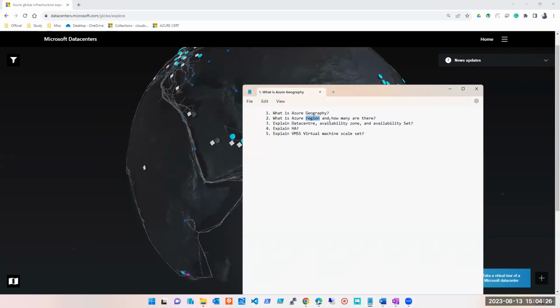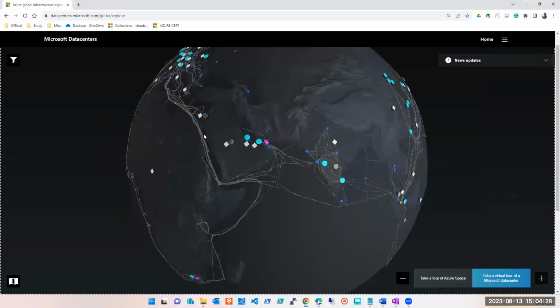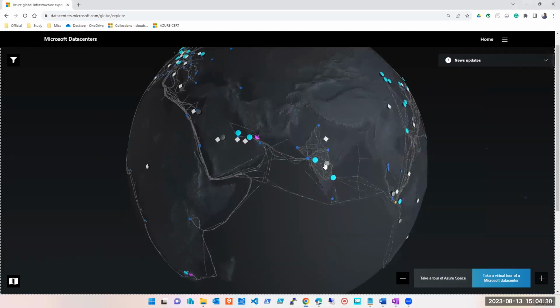What is Azure region? And then how many are there? We'll see that. Okay, so look at this. How many regions do we have in India? I'll explain this color coding later, what exactly purple color region means, but all of these are regions. The round icons you see, all of these are regions in India and everywhere. Okay, so how many regions do we have?